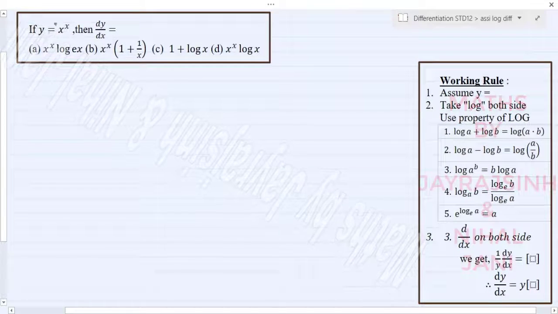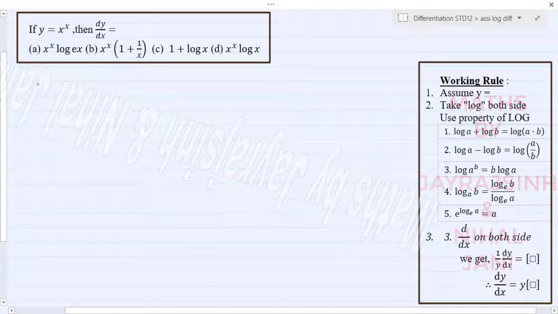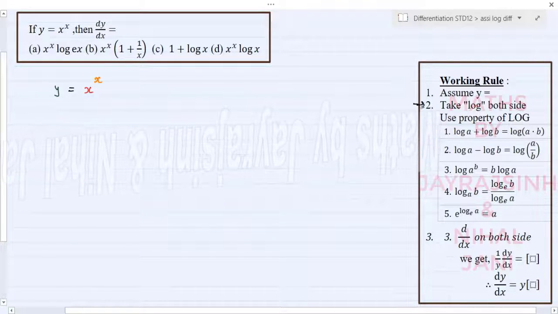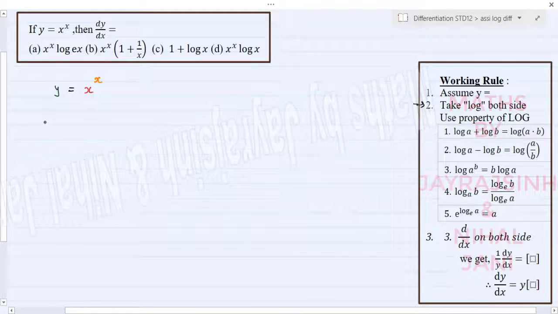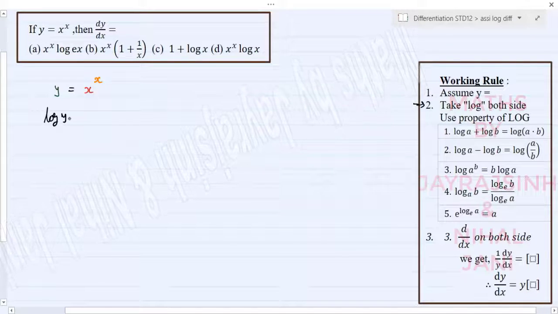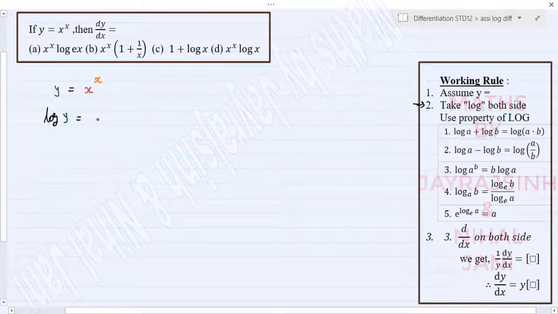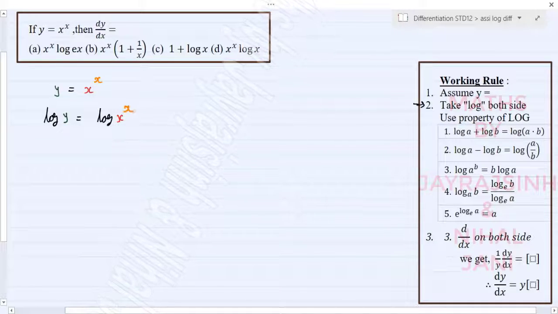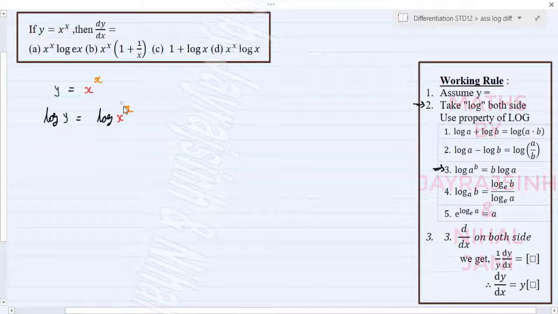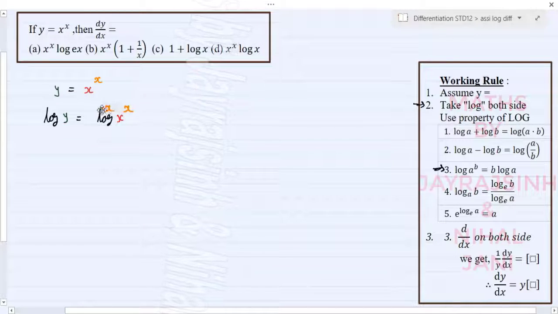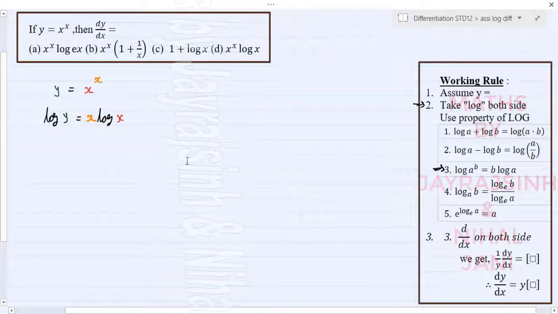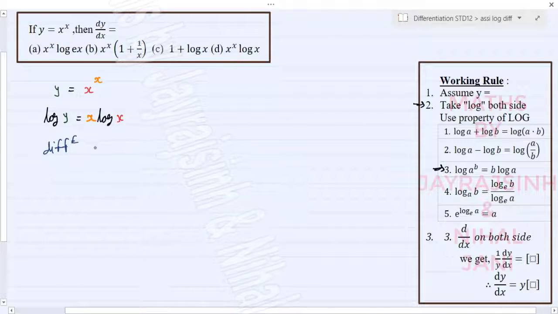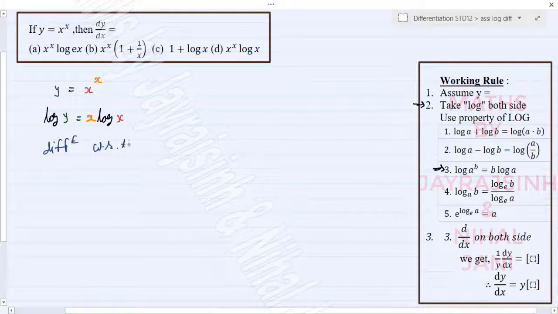Here we have y is equal to x raised to x, and we have to find dy by dx. Now our first step is to take log on both sides. So on the left side we'll get log y, and on the right hand side we will get log x raised to x. Using the third property, we can say this x will go in multiplication of log x. Now we are ready to differentiate our equation with respect to x.